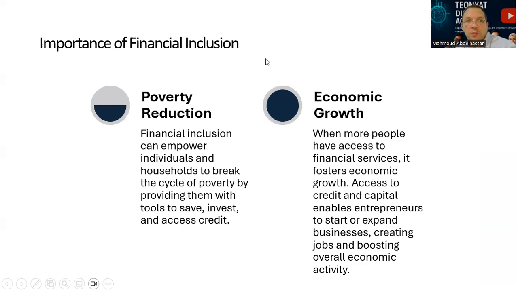The importance of financial services: we have many benefits that we could list here, but we will cover the most important benefits of financial inclusion. The first and highest priority is poverty reduction. Financial inclusion can empower people to break the cycle of poverty by providing them tools to save, invest, and access credit.